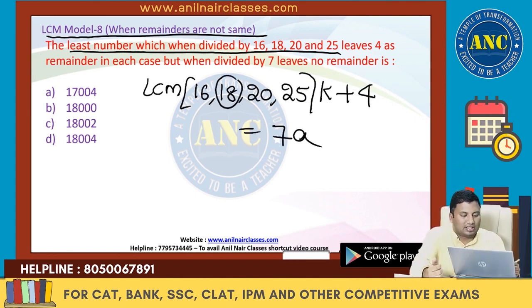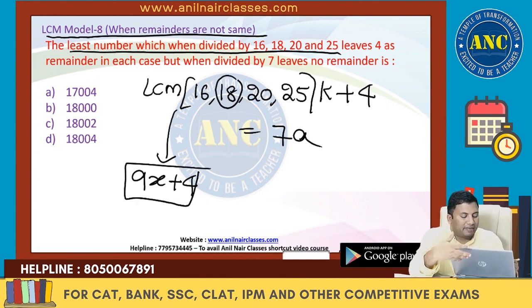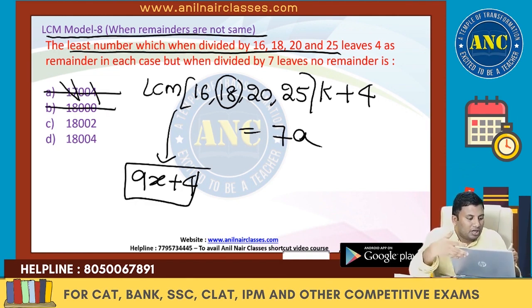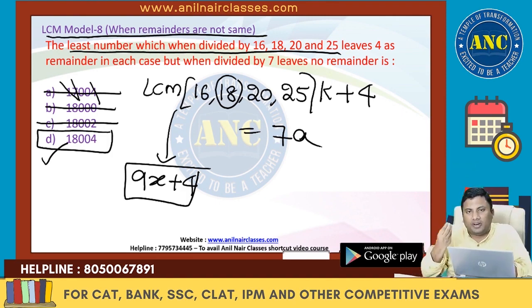18 digital sum is 9. So 9 into something plus 4. When divided by 9, it gives a remainder 4. Digital sum should be 4. 7 plus 4, 11, 11 plus 1, 12. 12 is 3. 8 plus 2, 10, 10 plus 1, it is 11. 11 digital sum is 2. 18004. Answer is 18004. I hope, Shiva, you are able to understand this question.